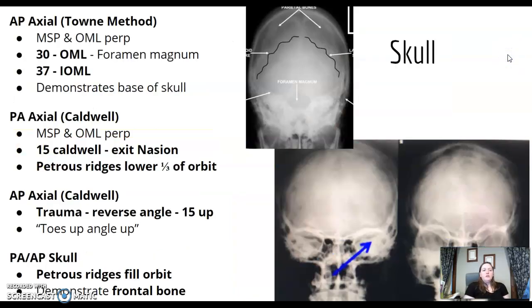Review skull, the Townes, and remember the 30 or 37 degree options, and I just remember it as there's less degree for less letters. So 30 for OML, 37 IOML, and you guys know where central rays are. Caldwell is going to be your 15 degree exit at the nasion. Again, Petrus ridges lower third. Your AP axial Caldwell or your trauma one, you're just going to reverse. So remember, if their toes are up, angle up. PA or AP skull, this is going to fill the orbit.